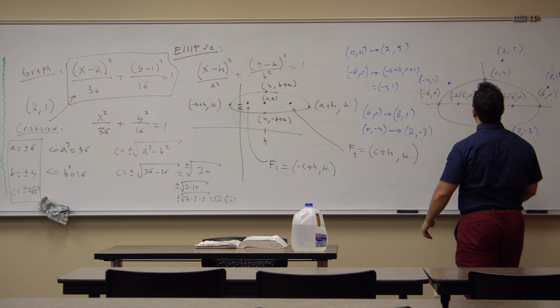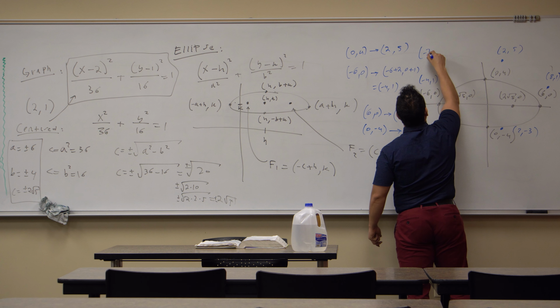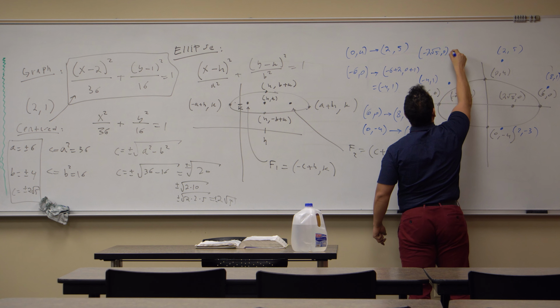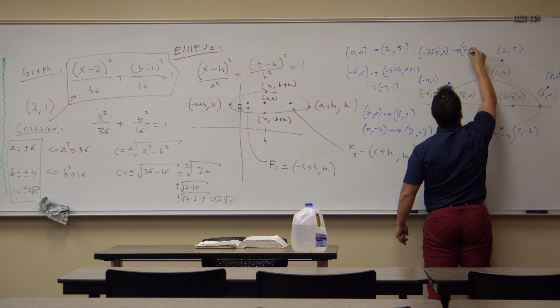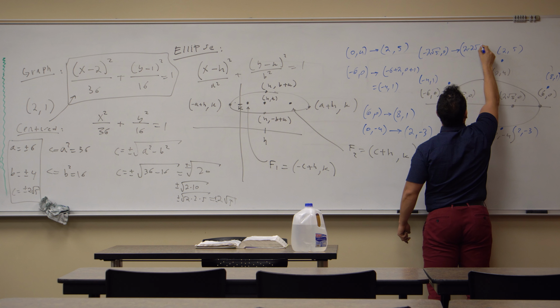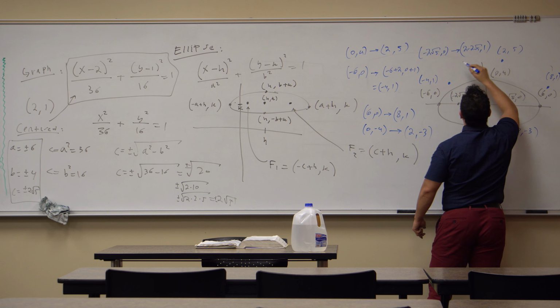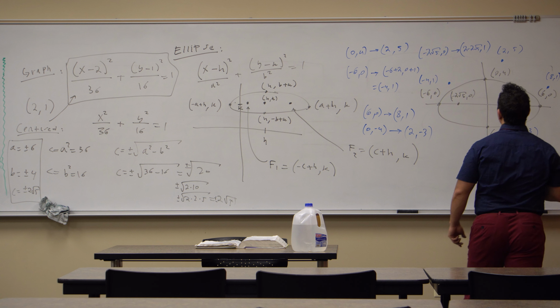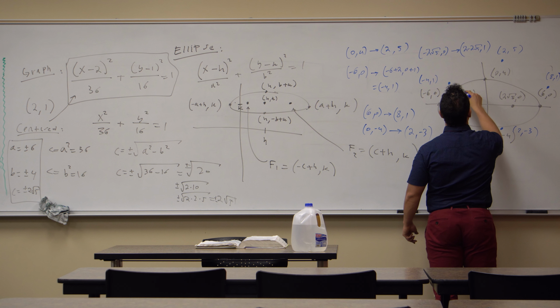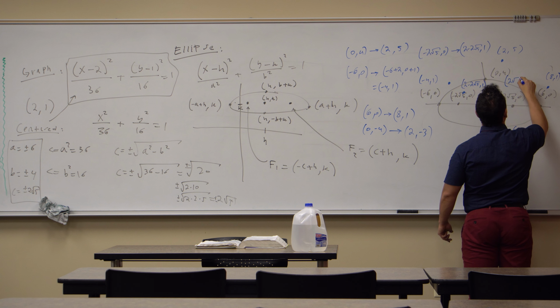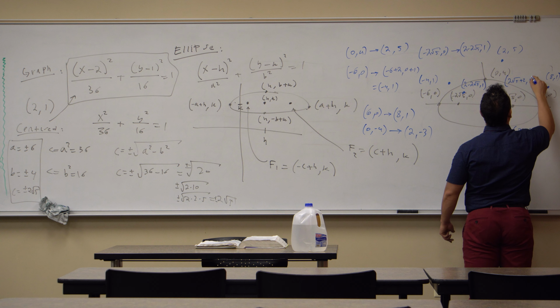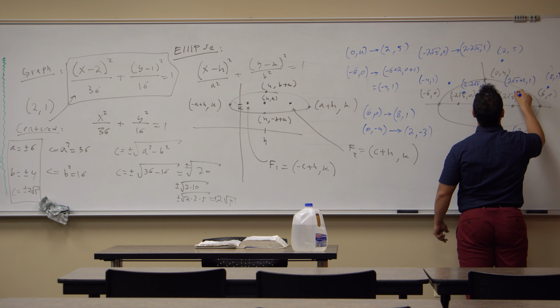Now let's shift the foci. Negative 2 root 5, 0. I need to add a 2 to this piece, so it becomes minus 2 square root of 5 plus 2, comma 1, because 1 plus 0 is 1. So this piece gets shifted right here. And this piece gets shifted to 2 root 5 plus 2, comma 1. Right here and right here.